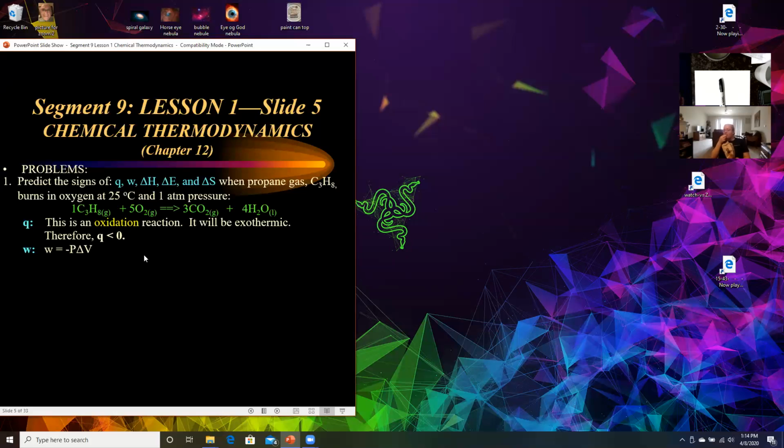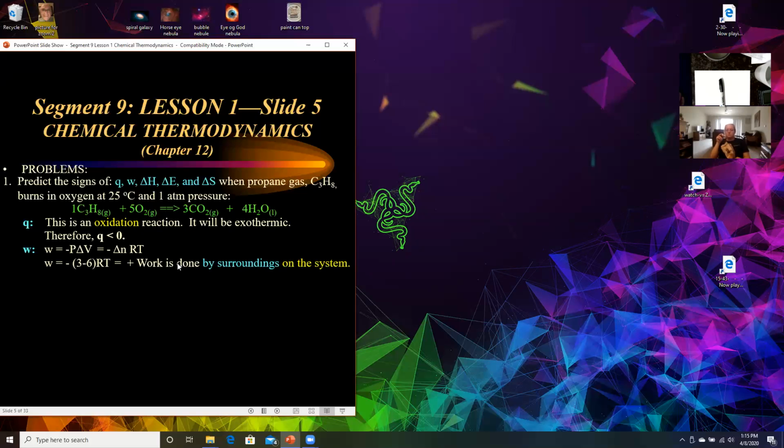Okay, let's look at the work. Work is minus P delta V, and I showed you that that was also equal to minus delta n RT, where delta n is the change in the number of moles of gases. So if I look at this reaction, I've got 3 moles of gas in the products. Notice water is in its liquid state. And I've got 1 mole of propane that's gas and 5 moles of oxygen that's gas. So there's 6 moles of gas in the reactants and 3 moles of gas in the products.